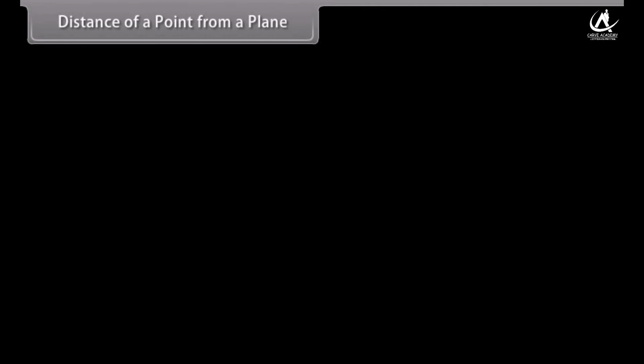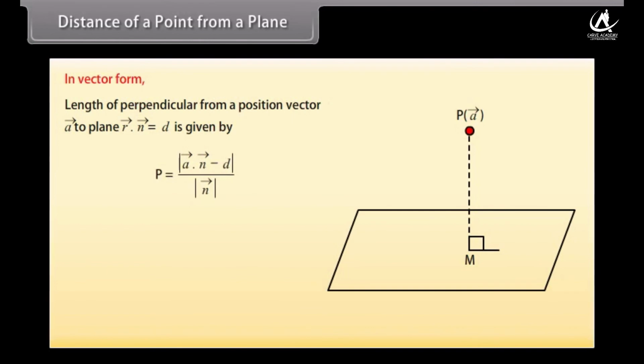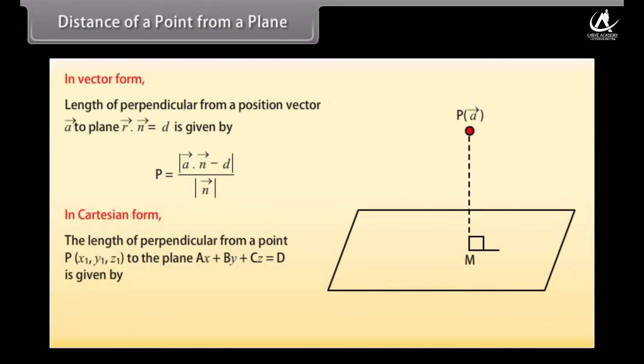Distance of a point from a plane. In vector form, the length of perpendicular from a position vector A to the plane dot product of vector R and vector N equals D is given by the formula. In Cartesian form, the length of perpendicular from a point P, x1, y1, z1 to the plane AX plus BY plus CZ equals D is given by the formula.